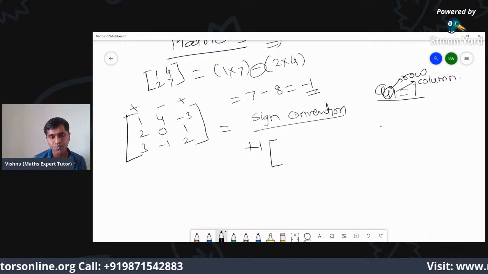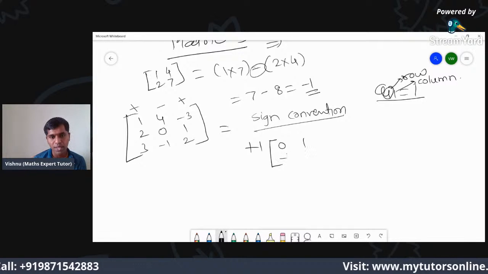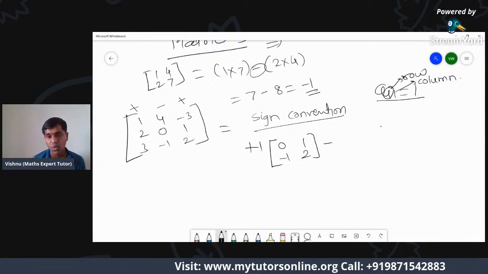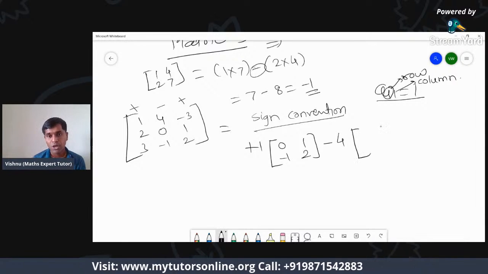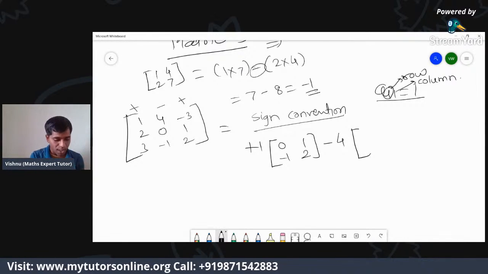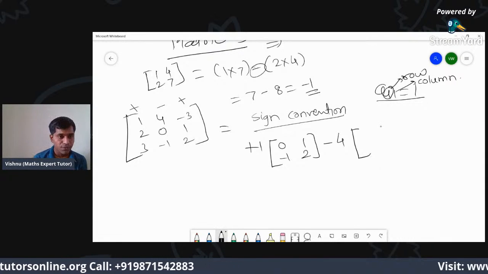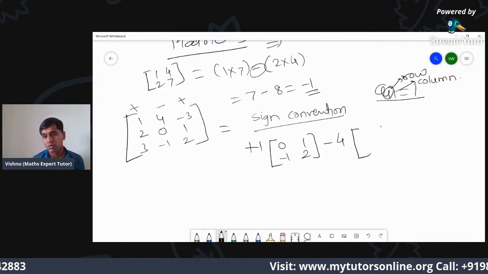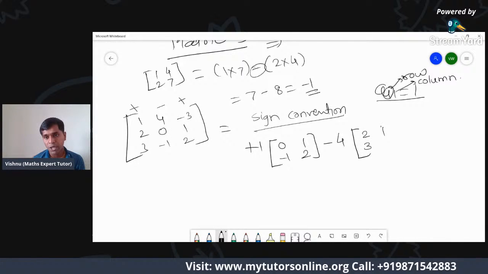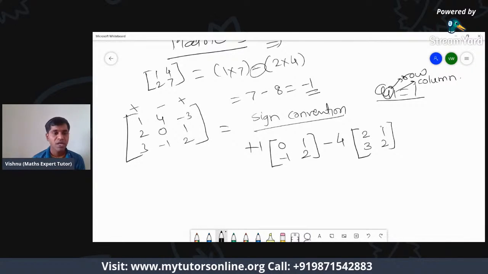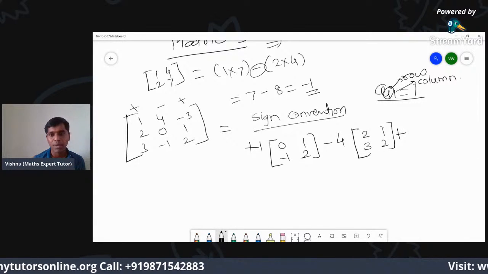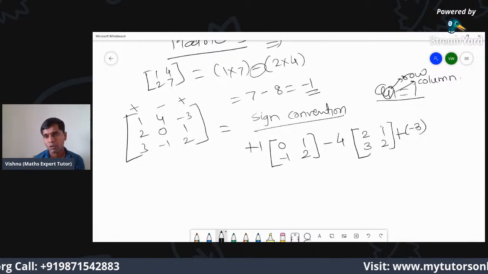Let me write this first, which will be minus. The convention is minus 4. Forget the column and the row, so forget this and forget this. So 2, 3, 1, 2. Very good. The sign convention is again plus. What is the number? Minus 3. Very good.